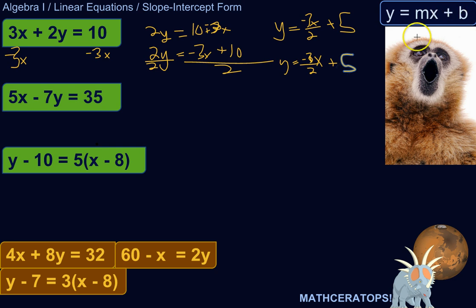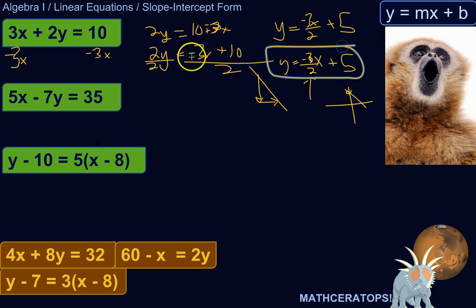Plus 5. Now it's in the slope-intercept form, so we know that the slope is negative 3 over 2. That's the change in y is negative 3, so down 3. The run, or the change in x, is 2, so it'd be some kind of negative slope like that. The y-intercept is 5, so this would cross at y equals 5. So there's the slope-intercept form of that guy.